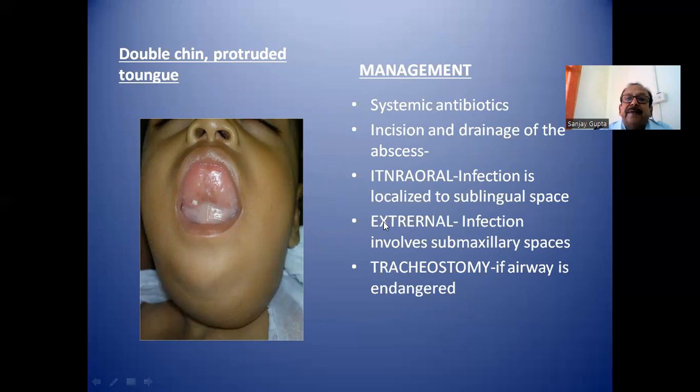Management is systemic antibiotics, and incision and drainage of the abscess. Intraoral infection is localized to the sublingual space, and external involves the submaxillary space. Tracheostomy may be required if the airway is endangered.